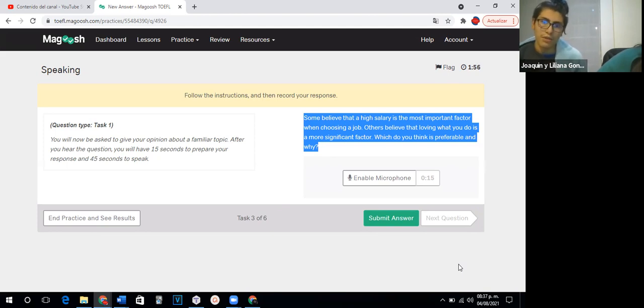Also, you have to consider what the salary is of the thing that you love. But I think if you do it for love, you don't care, the salary is not so important. Okay, you have 4 seconds left.